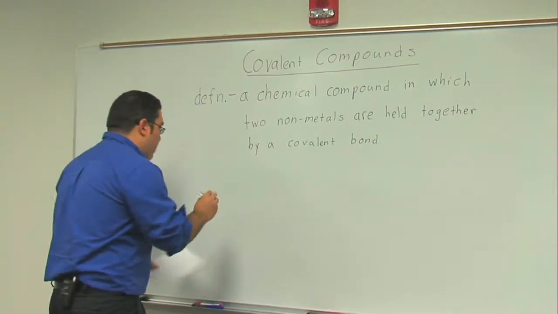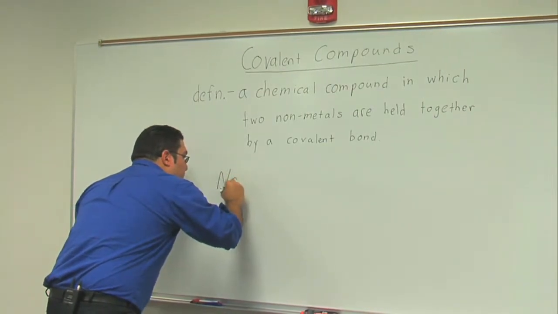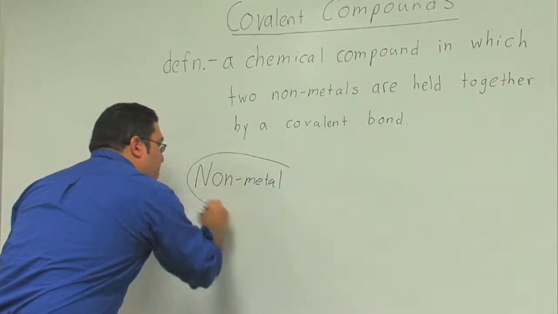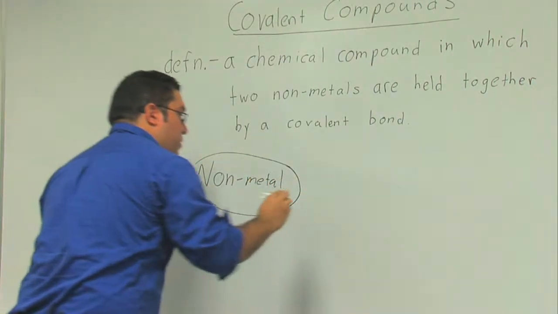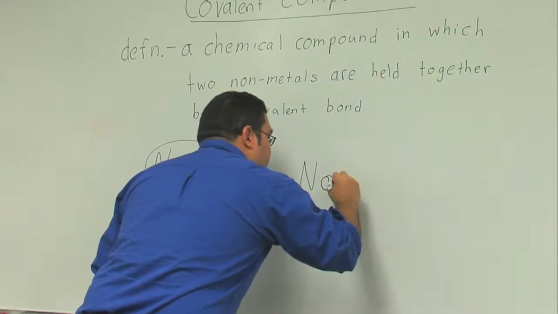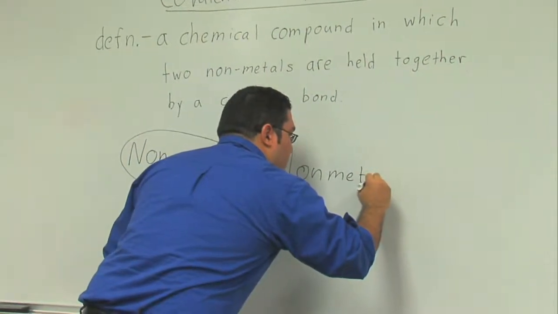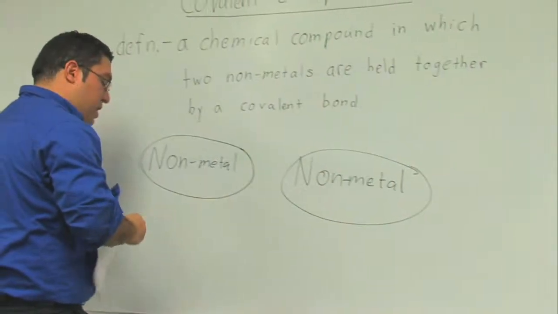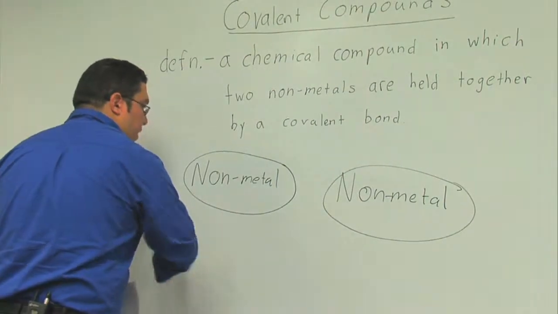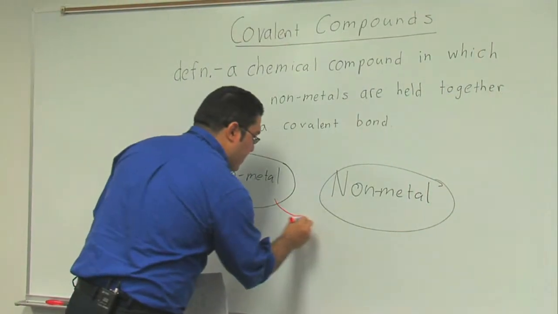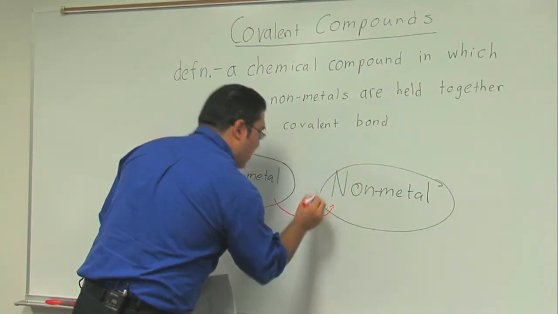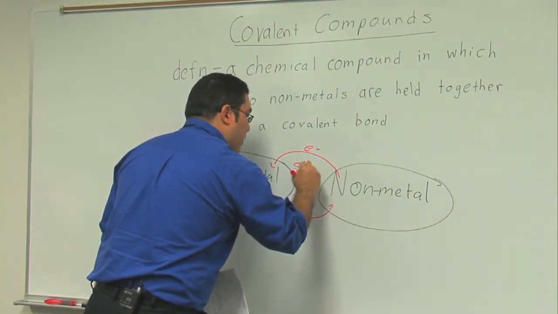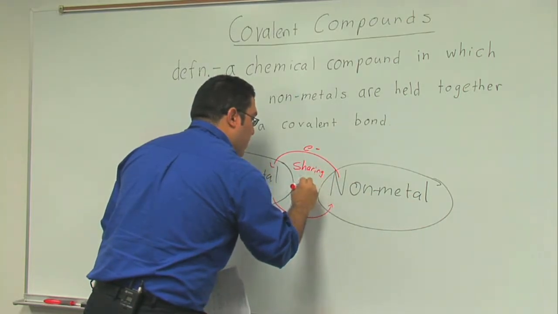The idea is that you have your first nonmetal, and then you'll have your second nonmetal side by side. And what's going to happen between them is that they're going to go ahead and start sharing electrons. And then these will come back to the other element. So they are sharing electrons.